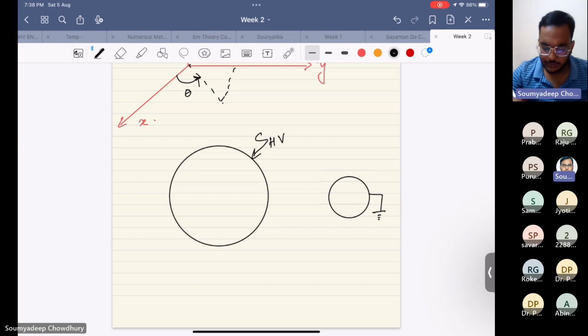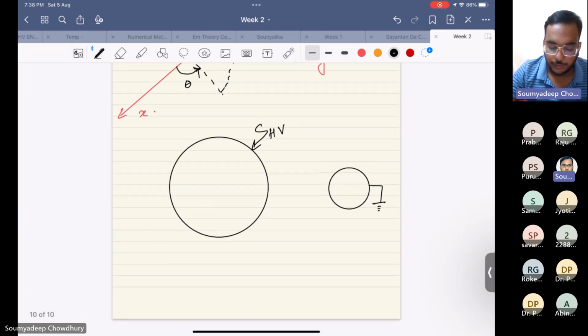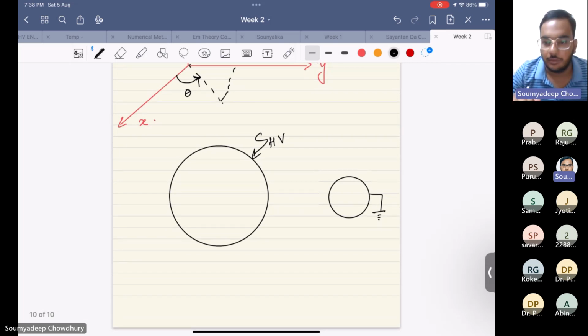So I suppose, don't assume it as a perfect circle. If it is a perfect circle, somehow we can try to do it. We can do it by analytical method also. We can fit it in the spherical coordinate system. But no, just think of it as a numerical field computation problem, and we'll try to apply one of our numerical field computation techniques. Okay.